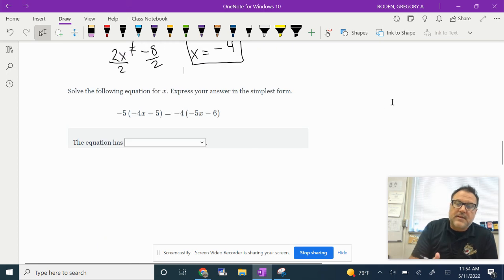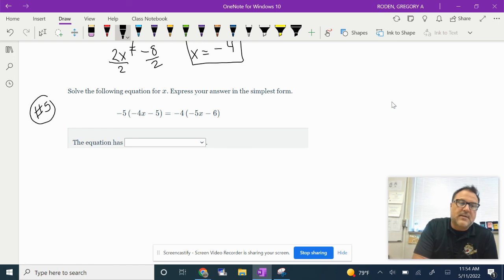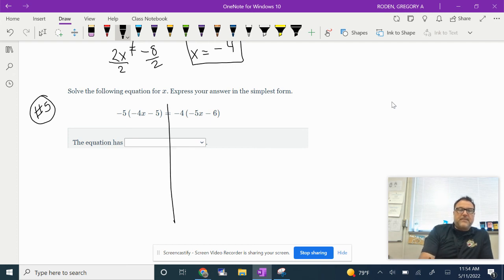Number 5, these are some weird things that could happen. We kind of talked about these, but I think practicing this is really good. So the first thing I'm going to do is forget about this for a second. I'm going to put a fairness bar, and then the first thing I'm going to do is the distributive property. When I do the distributive property, let me write that answer down here.